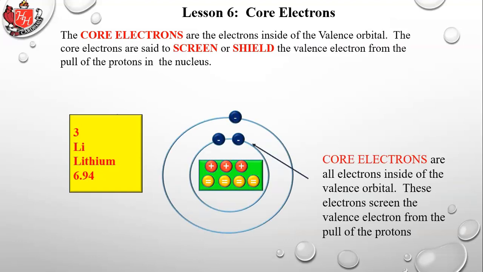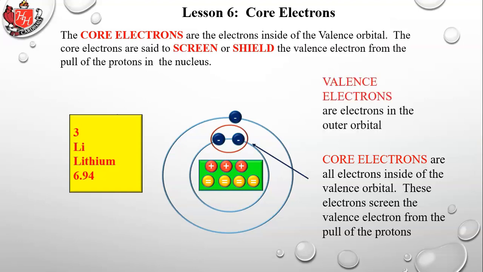So core electrons are all electrons inside of the valence orbital. These electrons screen the valence electron from the pull of the protons. So those two are core electrons. The valence electrons are the electrons in the outer orbital, and there it is right there. So you can see how I've drawn it in such a way that it kind of makes it obvious. Of course, these electrons are flying all over the place, but I've drawn it so you can see how the two core electrons are standing in between the protons that are pulling in all of the electrons and that outer electron, that one, the valence electron.